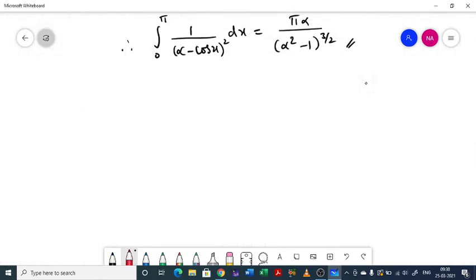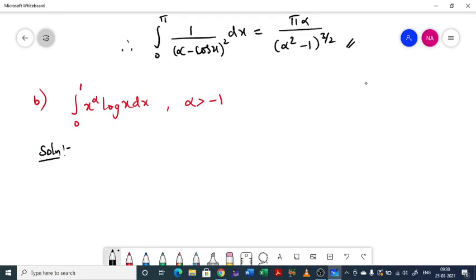Next, similarly we shall consider problem B. Problem B, we have this one. Evaluate integral 0 to 1 x power alpha log x dx, where alpha is strictly greater than minus 1. Solution. Here we need to evaluate integral 0 to 1 x power alpha log x dx. For that you have to let phi of alpha to be, I think you have to memorize this one.